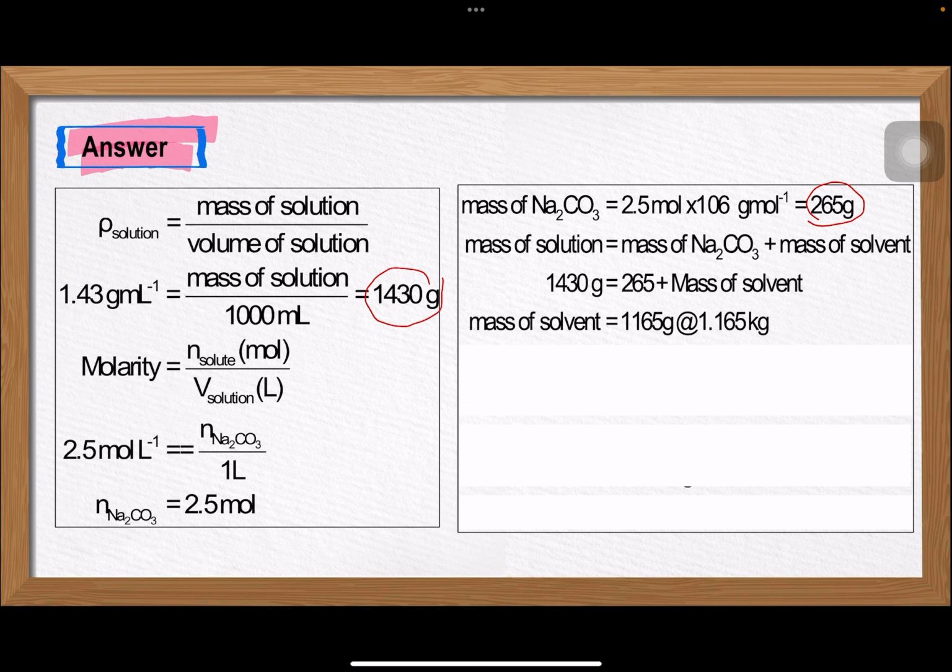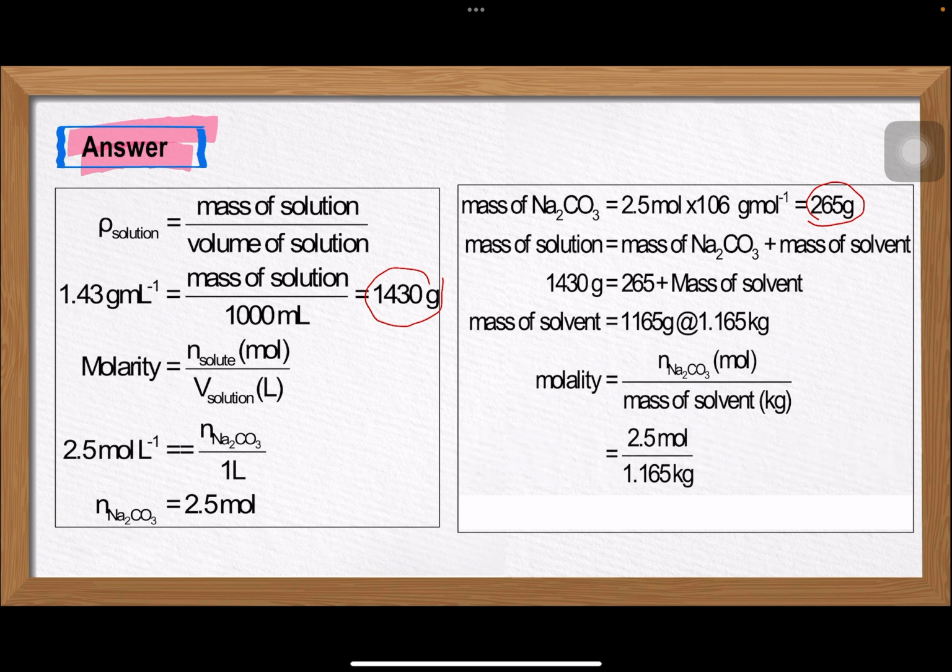So molality is mole divided by mass of solvent in kilogram. So that is 2.15 molal.